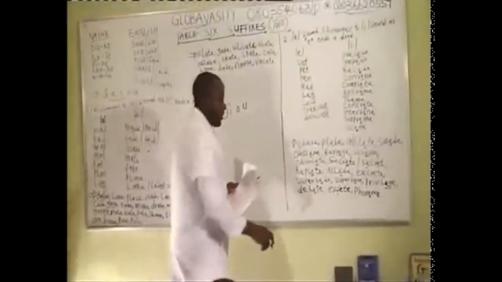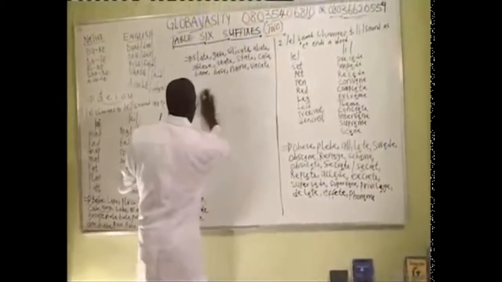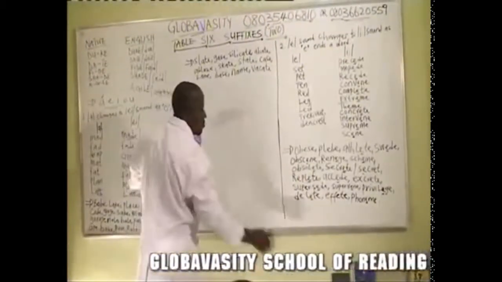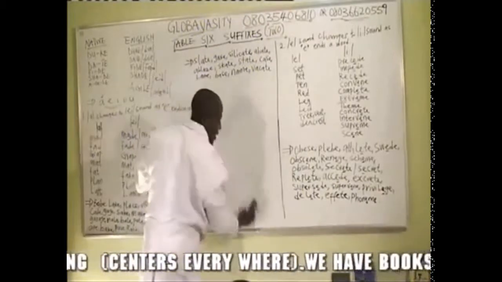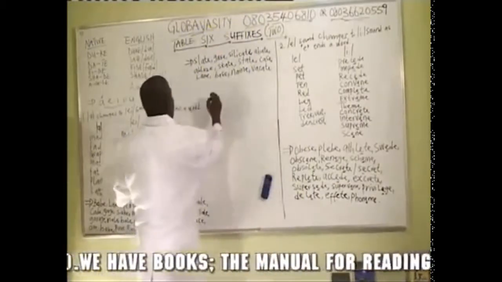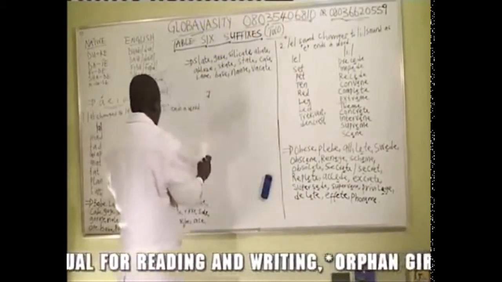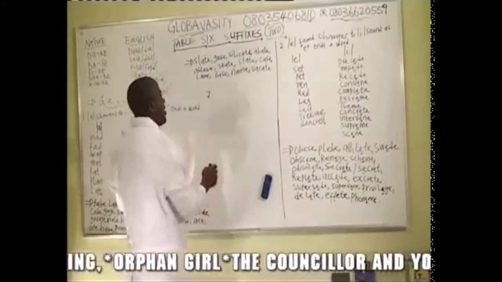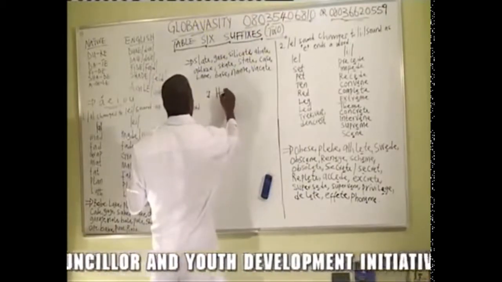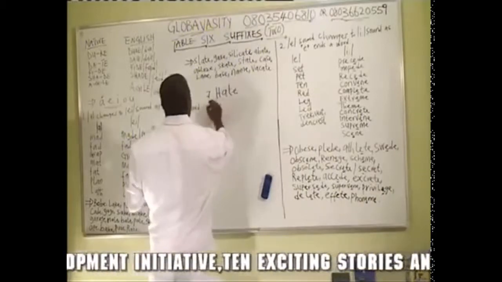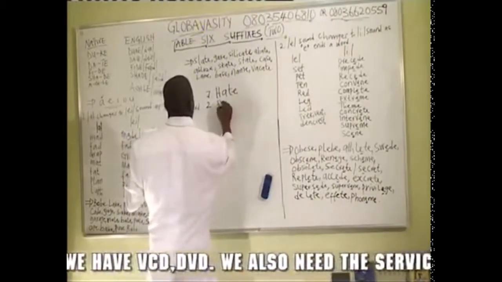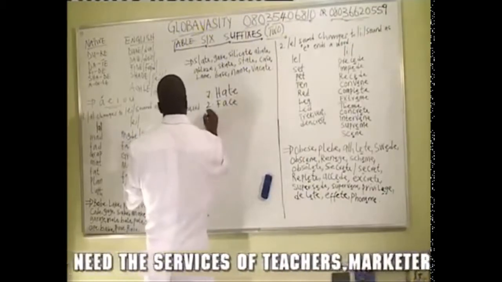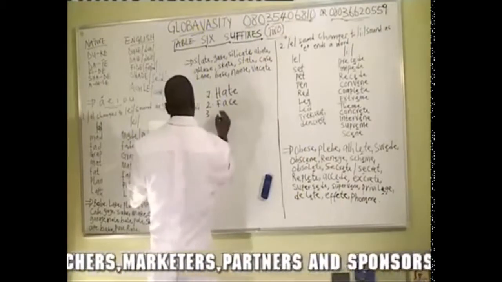Now let us spell. Are you ready? Yes. Good. Let's spell. Number one. Spell hate. Who will spell hate for us? H-A-T-E. That's correct. Number two. Spell face. F-A-C-E. Spell safe. S-A-F-E.